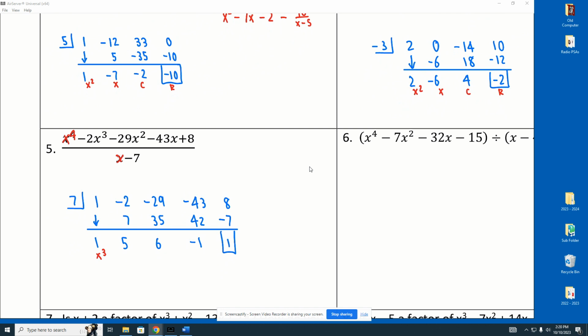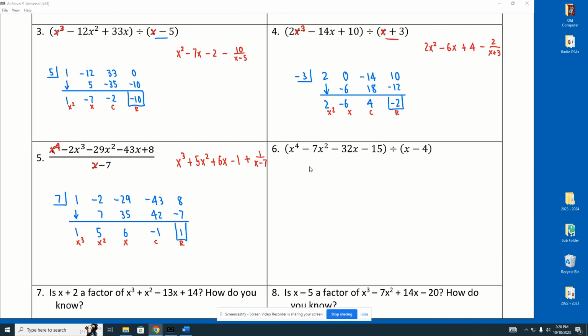Let's work it down. What's after x cubed? X squared. What's after x squared? X. What's after x? Constant. All the way down to the remainder. See? Every time if you do it right, it's going to end that same way. If it doesn't end constant remainder, you made a mistake. So this answer is going to be x cubed plus 5x squared plus 6x minus 1 plus 1 over x minus 7. And that's number 5. Okay?